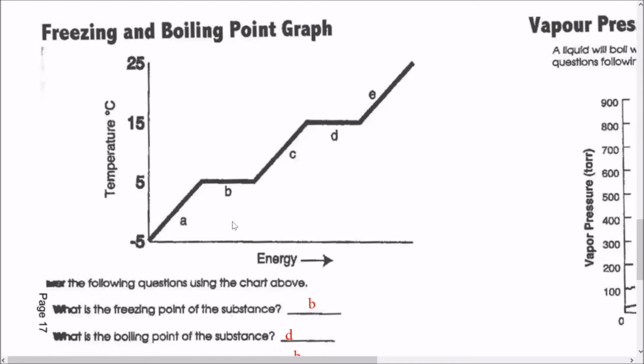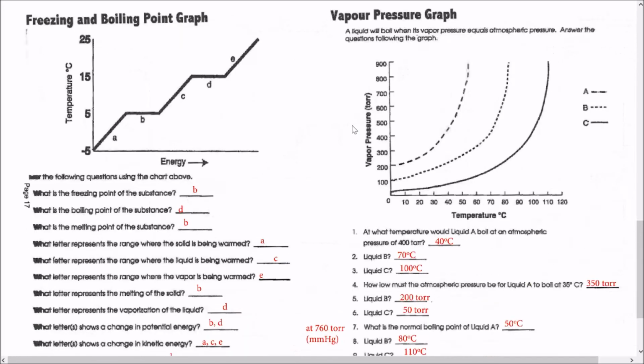Freezing point is B. That's when it goes from a solid at its lowest energy state to a liquid. The boiling point is D. That's when it's going from a liquid to a gas. I'll zoom out here so you can see more.